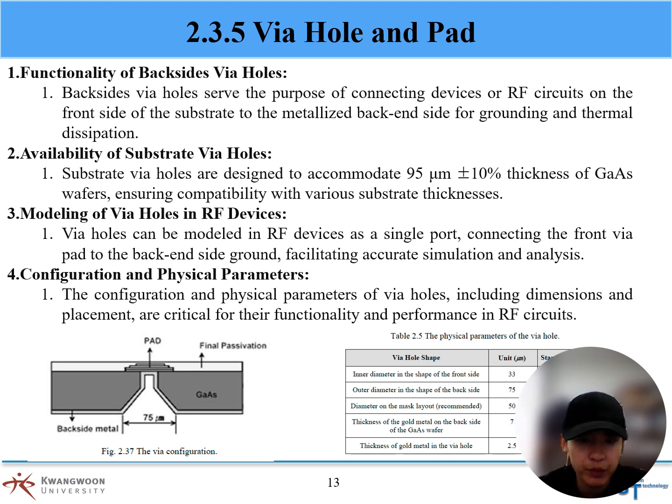Via holes can be mounted in RF devices as a single port, connecting the front via pad to the back-end side ground, facilitating accurate simulation and analysis. The configuration and physical parameters of via holes, including dimensions and placement, are critical for their functionality and performance in RF circuits.